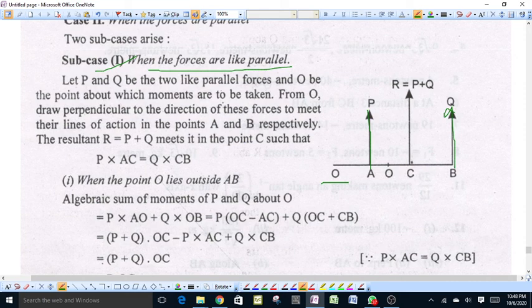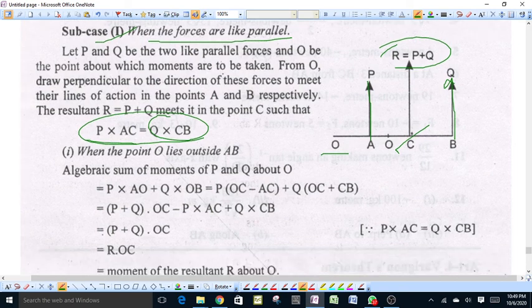Clearly their resultant will be equal to P plus Q because the forces are like parallel forces. Therefore their resultant will be R is equal to P plus Q. This resultant will act at a point C on the line joining AB, the points of application of P and Q, such that P into AC is equal to Q into CB.